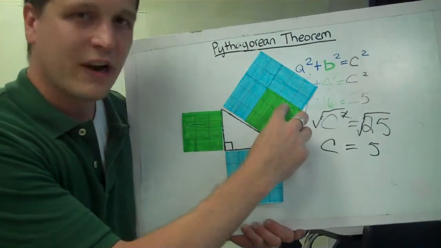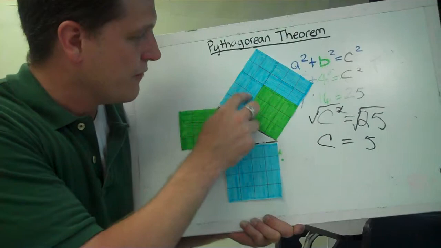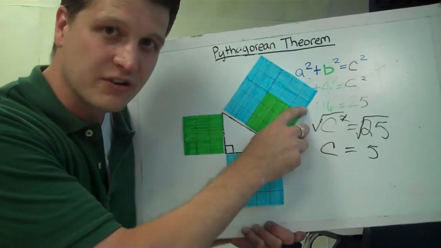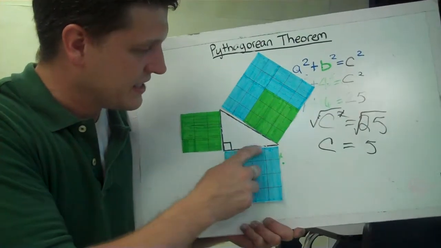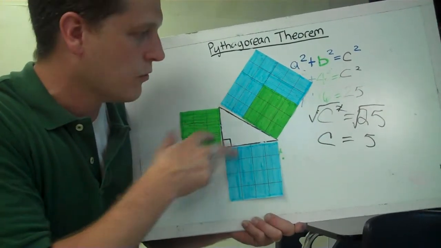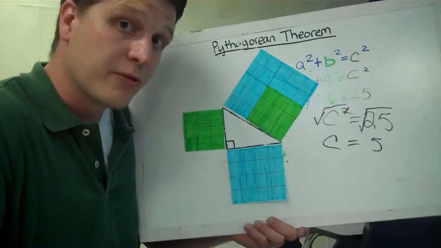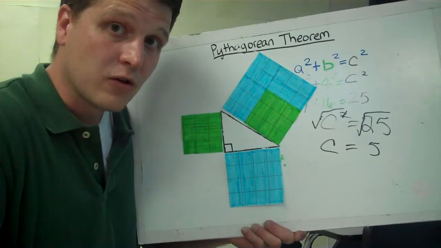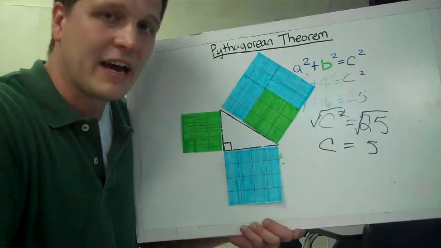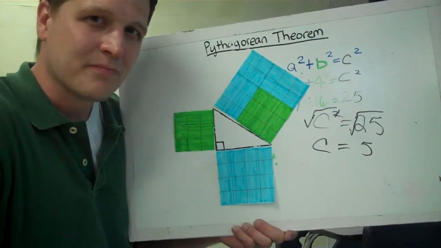Now we have our 9 squares here that match this. And then 1, 2, 3, 4, 5, 6, 7, 8, 9, 10, 11, 12, 13, 14, 15, 16 squares here. And we have 16 squares here. So 25 equals 25. So we have just proven that a 3, 4, 5 triangle is a perfect square triangle, and that the Pythagorean theorem does indeed work for right triangles.